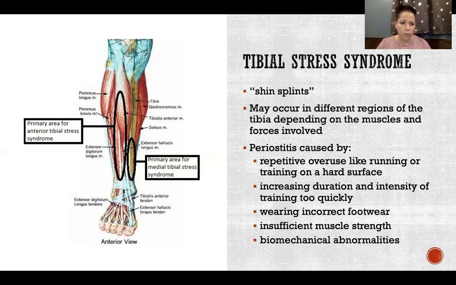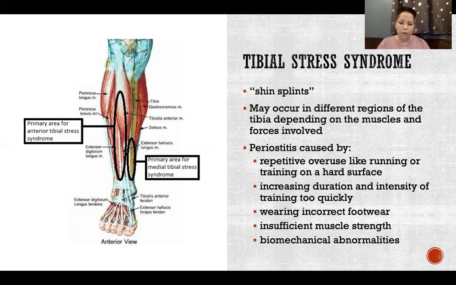So then the question becomes, well, what is causing these muscles to put such excessive forces and yank so hard on the tibia? So it could be repetitive overuse, like running or training on a hard surface, especially when you increase duration or intensity too fast. So the muscles are pulling repetitively on the bone too hard, too often, faster than the bone was able to become strong enough to tolerate that intensity and duration. So you especially see this in people who are just starting to run, or maybe they've been running, but now they're starting to step it up a little bit because maybe they're training for something.